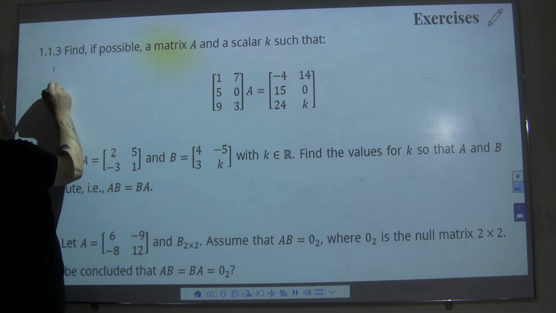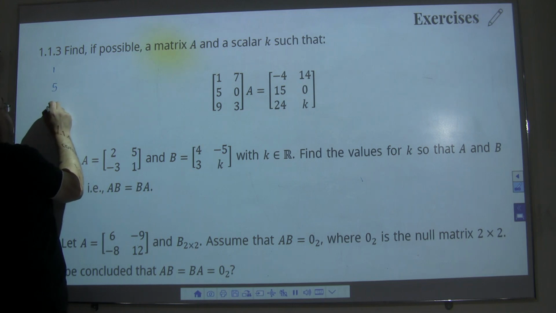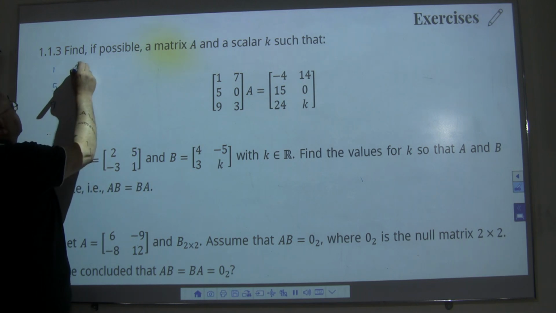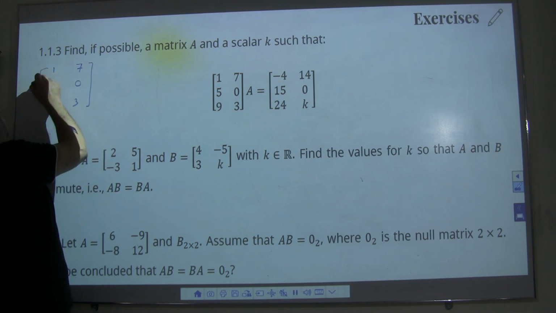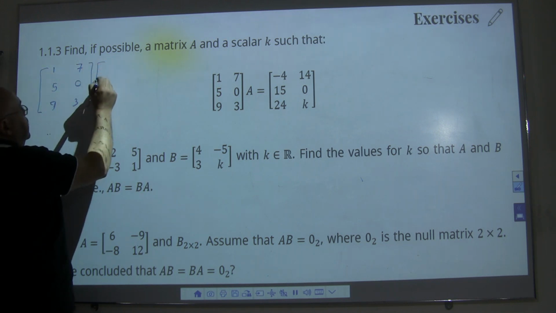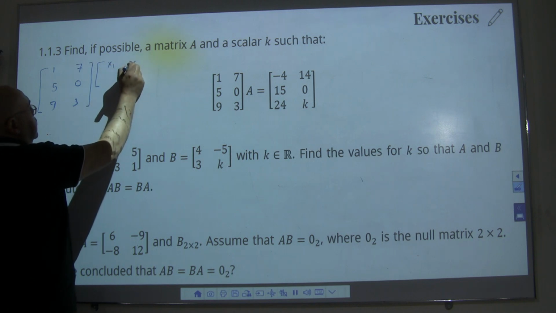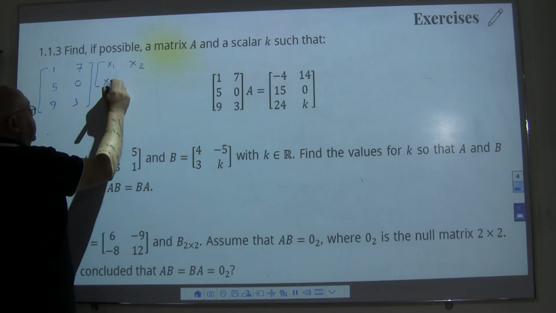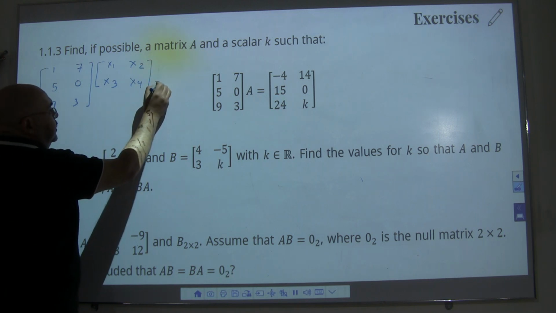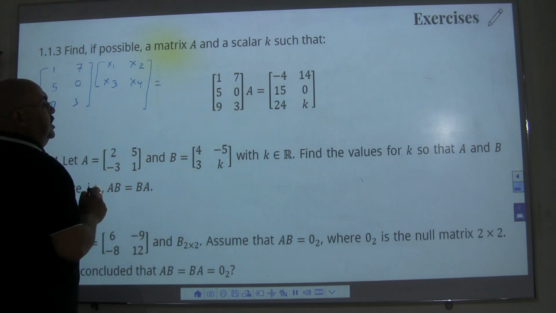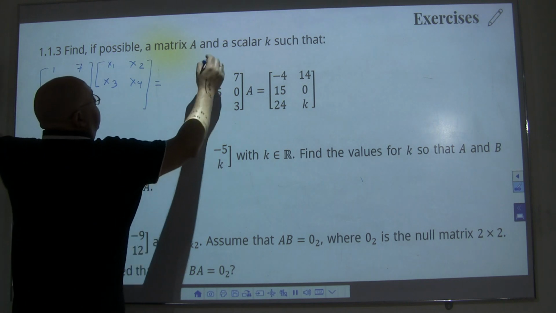One, 5, 9, 7, 0, 3. Okay. Matrix A is going to be a square matrix, 2 by 2: x1, x2, x3, x4. And the result is here. Let's do the multiplication.